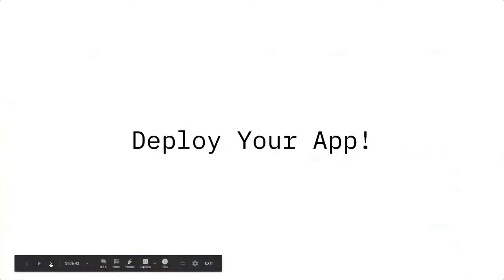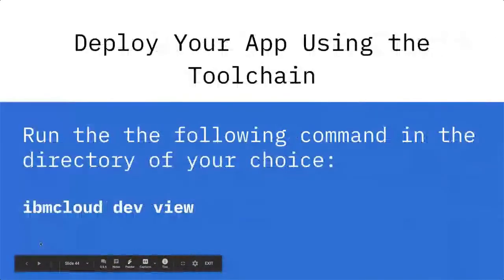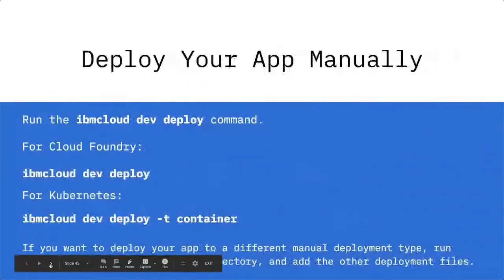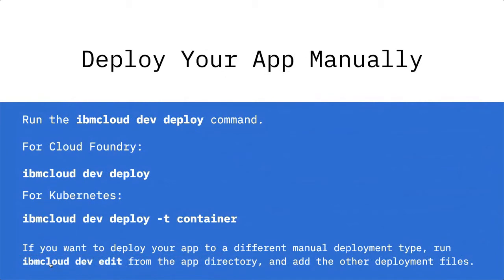So let's deploy your application. We're going to deploy our app using the toolchain. So we're going to run the following command in the directory of our choice. We're going to run IBM Cloud Dev View, and that's going to open up in the console. So if we want to deploy our application manually, we can run the IBM Cloud Dev Deploy command. For Cloud Foundry, that's going to be IBM Cloud Dev Deploy. For Kubernetes, that's going to be IBM Cloud Dev Deploy -T and our container.